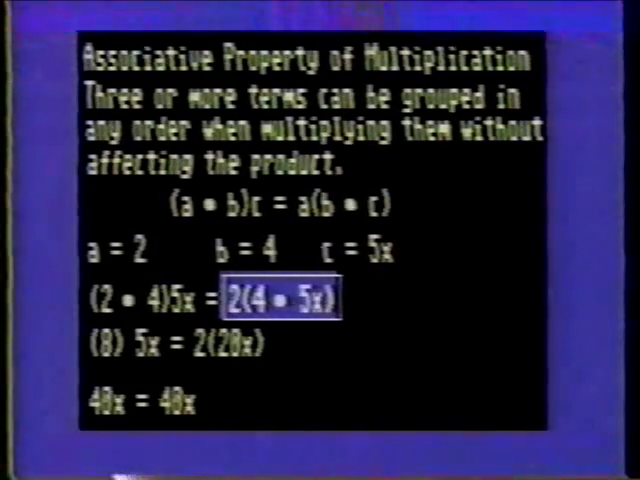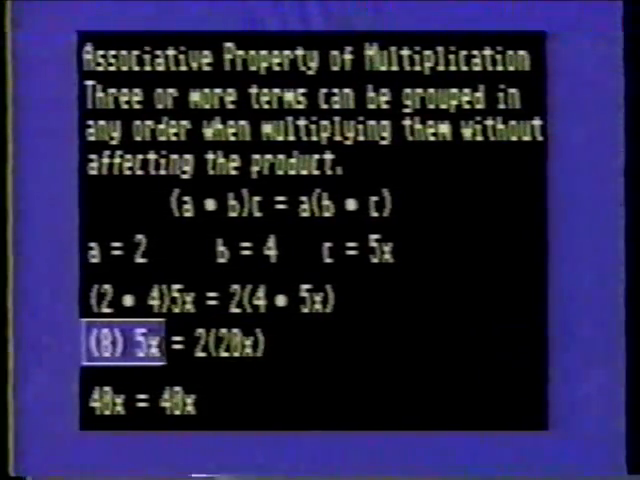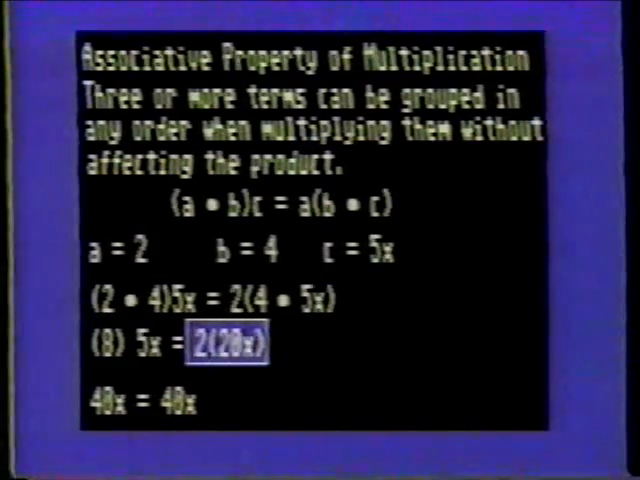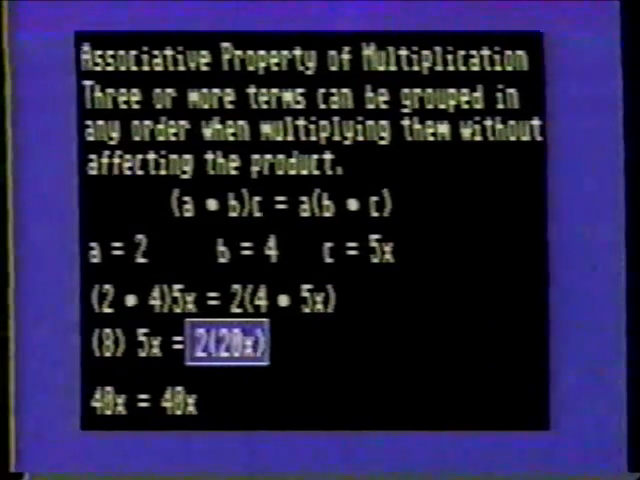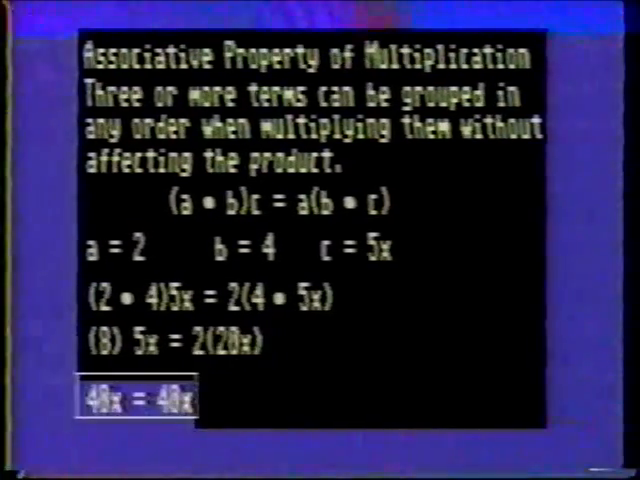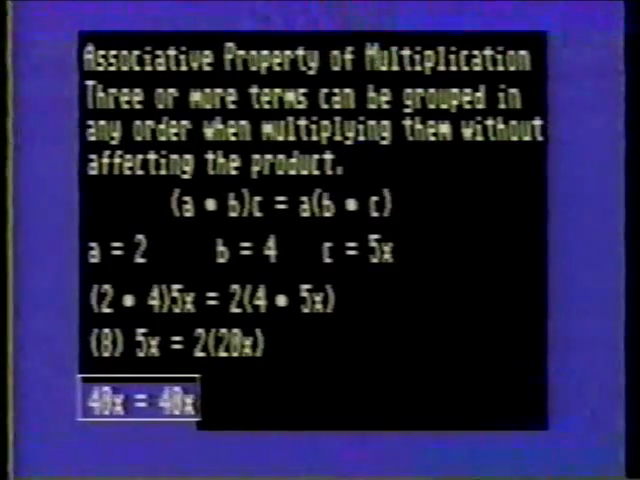A times B times C also becomes 2 times 4 times 5x, which is 2 times 20x. Next, multiply 8 times 5x, which is 40x. Now multiply 2 times 20x, which is 40x. 40x equals 40x.